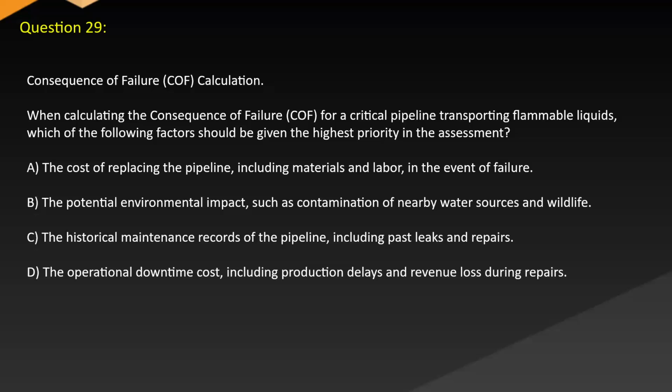Consequence of failure, COF calculation. When calculating the consequence of failure, COF, for a critical pipeline transporting flammable liquids, which of the following factors should be given the highest priority in the assessment? A. The cost of replacing the pipeline, including materials and labor, in the event of failure. B. The potential environmental impact, such as contamination of nearby water sources and wildlife.